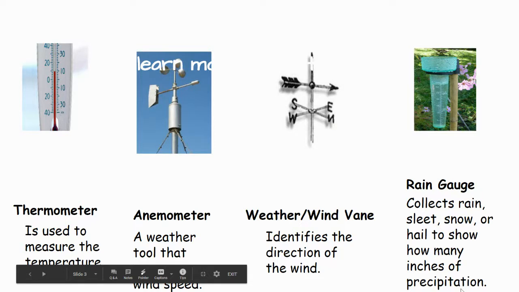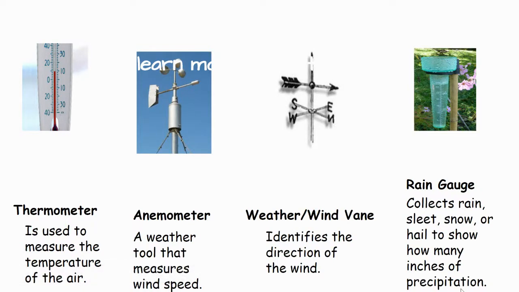Okay, these are the weather instruments that we're learning about. A thermometer is used to measure the temperature of the air. And we've talked about that we use Fahrenheit in this country most of the time to measure our temperature on a thermometer. So the thermometer just measures how hot or cold it is, which is what we call temperature.